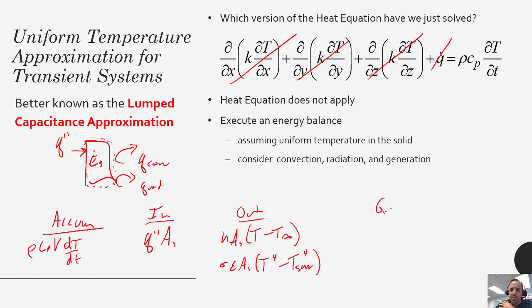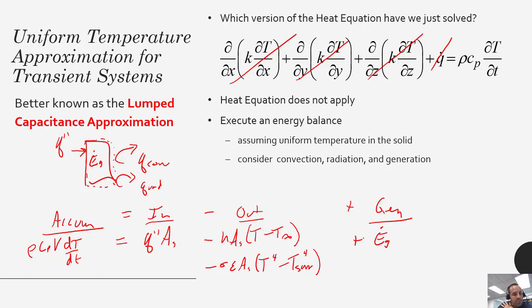And then certainly we could have our generation term. Rather than the volumetric generation term, I'm just going to use E dot sub G. So that's what our energy balance would look like, and it just depends on which of these terms we are considering. If we compiled our energy balance as accumulation equals in minus out plus generation, we would get our accumulation term equals the term that comes in from this constant flux, minus convection, minus radiation, and plus generation. So that would be the basic equation that we're working with.